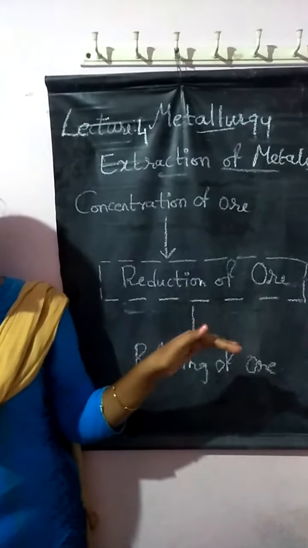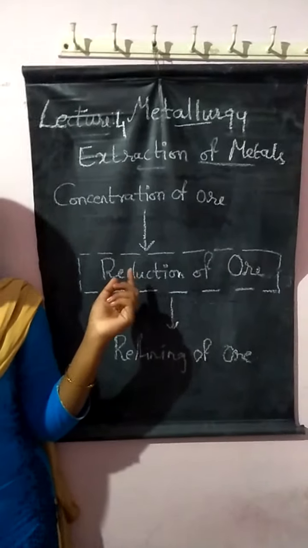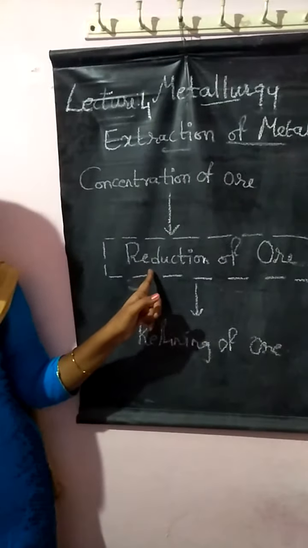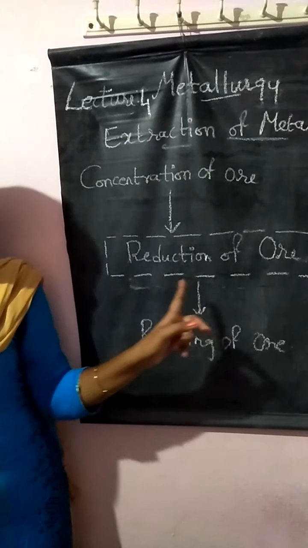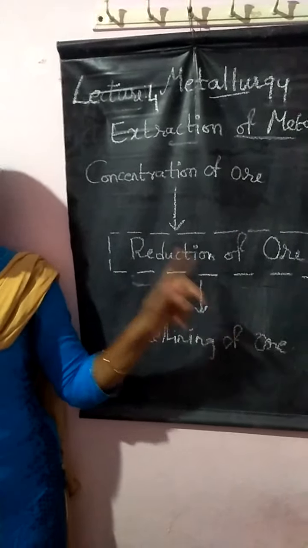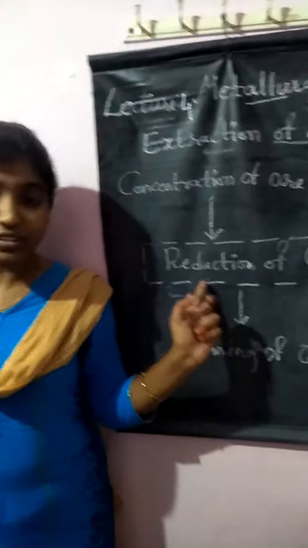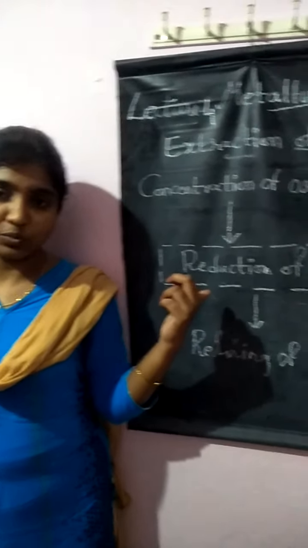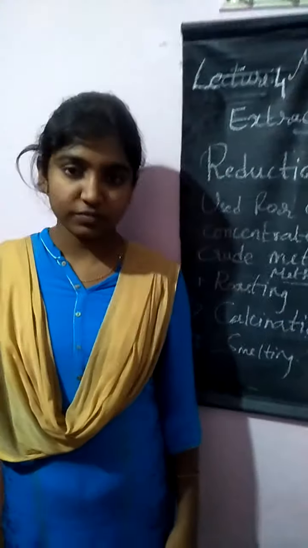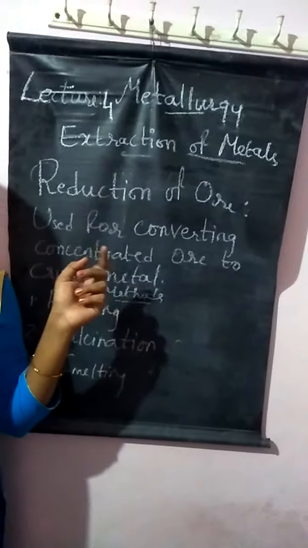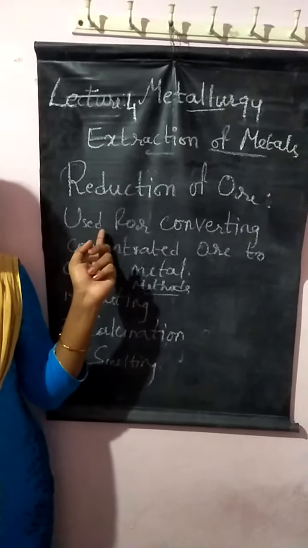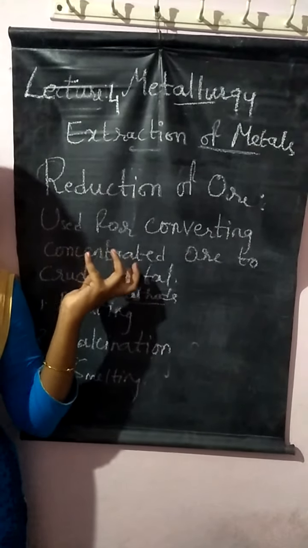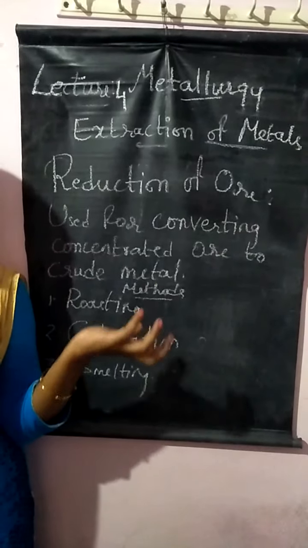So in this lecture, we will be concentrating on the second step of the extraction of metals, that is reduction of the ore. So what is reduction of the ore and what are the different methods used for the reduction of the ore, we will be seeing now. What is reduction of the ore? It is used for the conversion of your concentrated ore to the crude metal form.